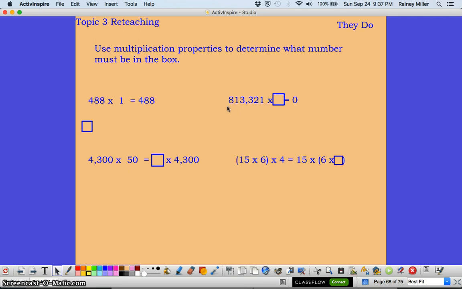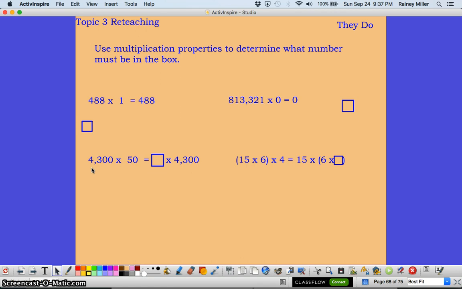Next is going to be this one where I have 813,321 and I take that times something that's in this box right here and I end up with 0. So I look under the box. It is 0. So anything times 0 is always going to be 0 because I have 813,321 pieces.